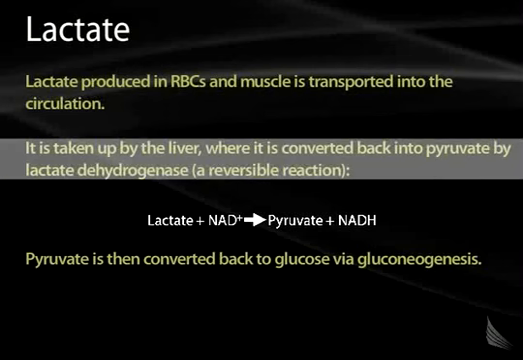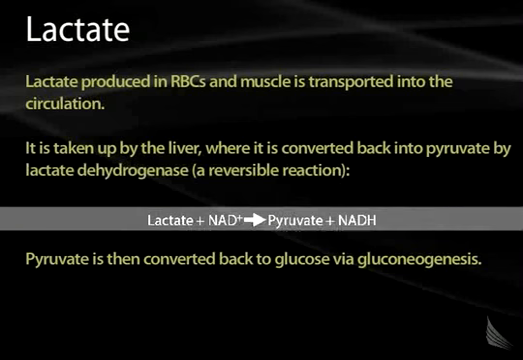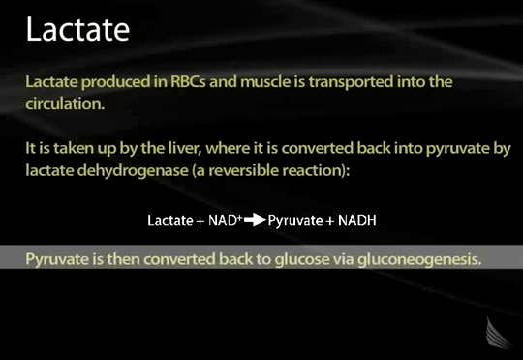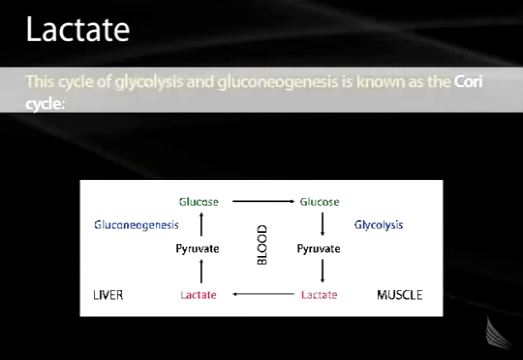It's taken up by the liver, where it's converted back into pyruvate by lactate dehydrogenase. This is a reversible reaction. And then the pyruvate is converted back to glucose via gluconeogenesis. This cycle of glycolysis and gluconeogenesis is known as the Cori cycle.